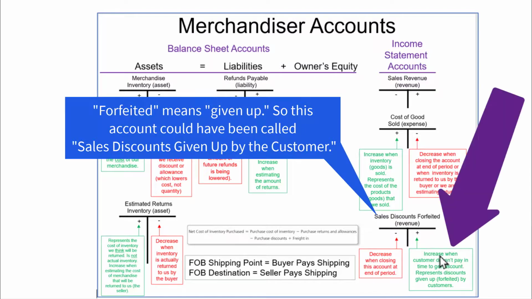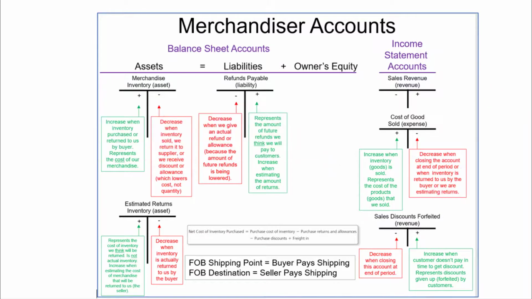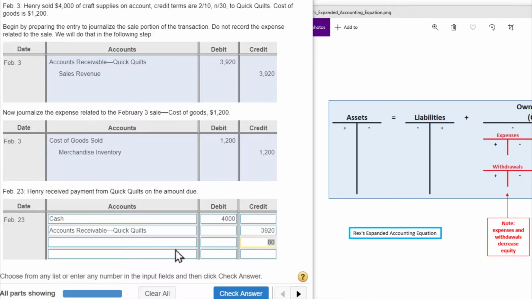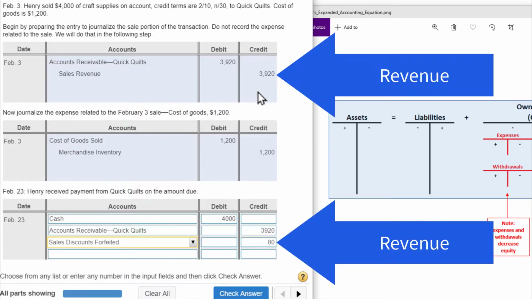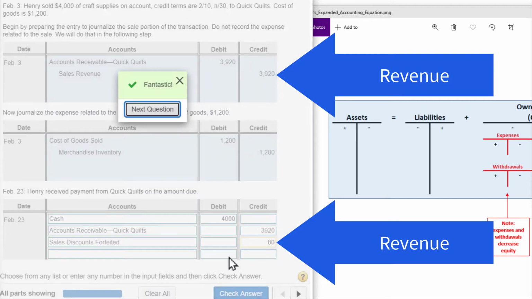So we increase it when the customer does not pay in time to get the discount. And it represents the discounts given up or forfeited by the customers. So we're going to credit that account. And remember, the sales discount forfeited is a revenue account. So our total revenue for the account is $3,920 plus $80. And that's it.